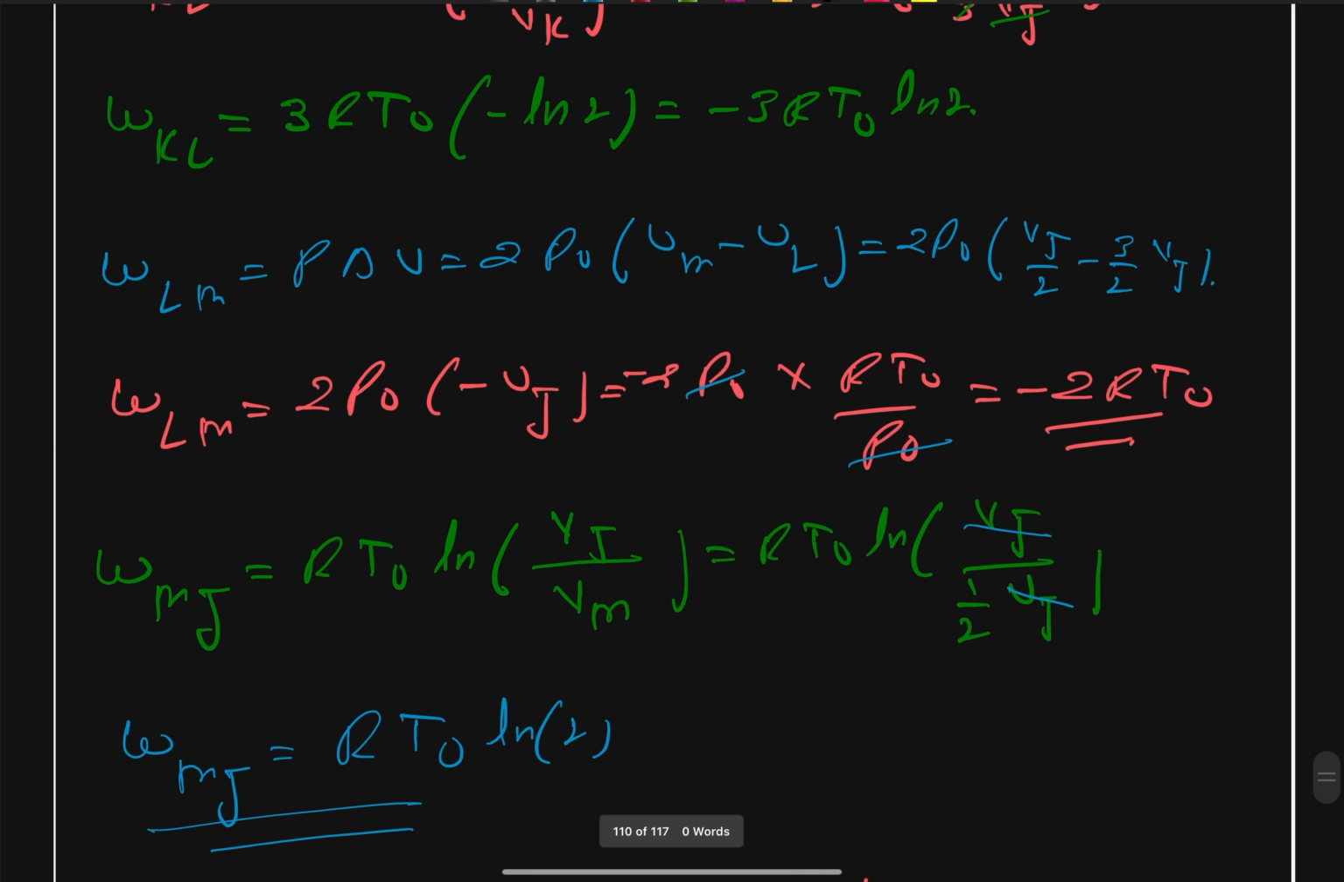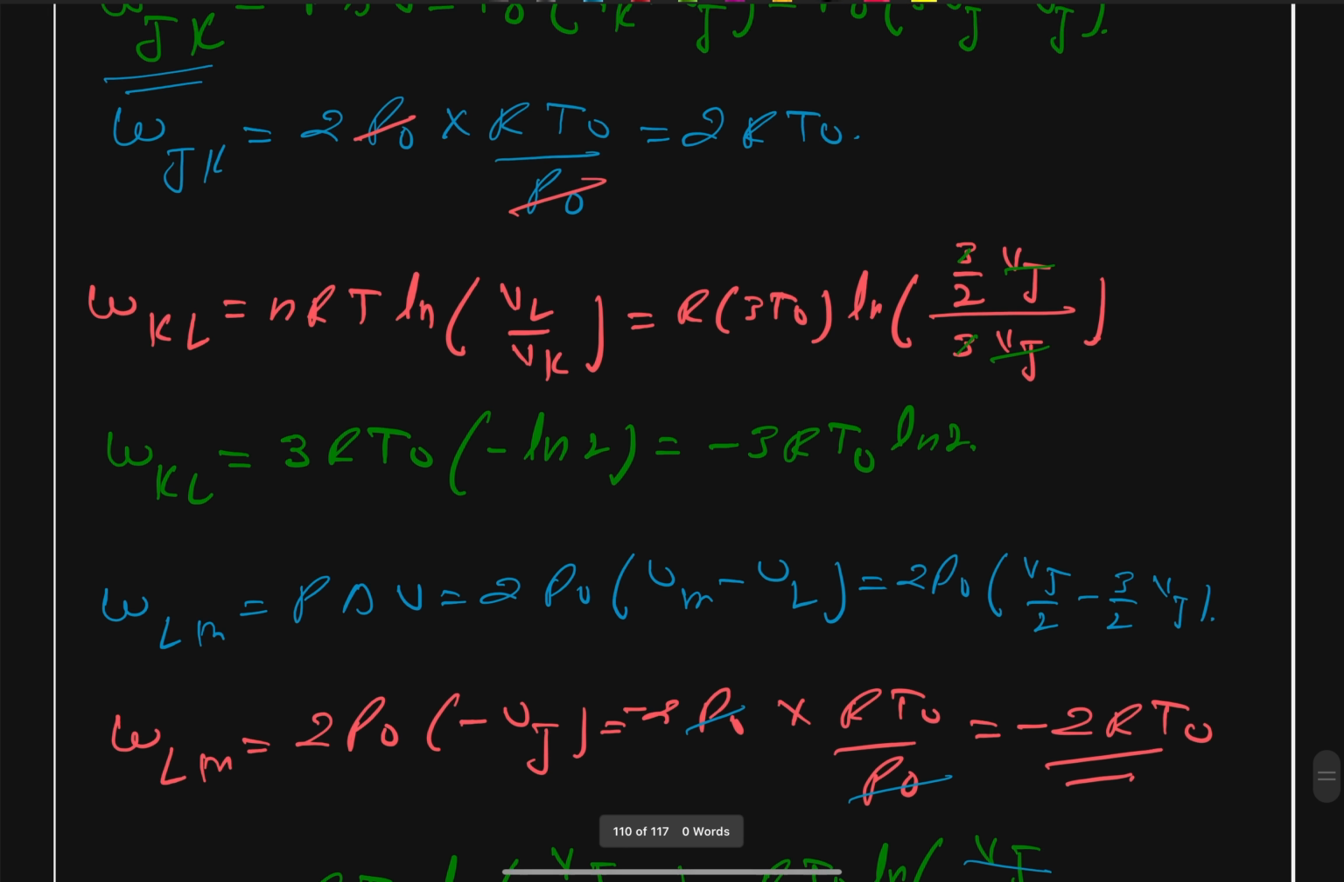So we get our work done in the complete cycle is minus 2 R T naught natural log of 2. So P goes to 4. So we get from here that P goes to 4.